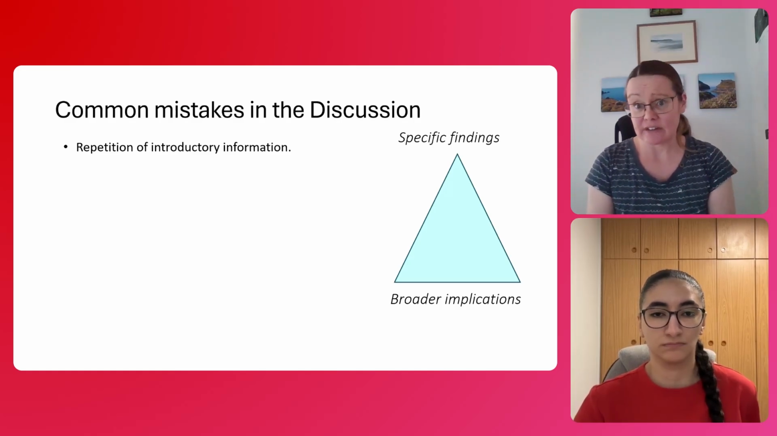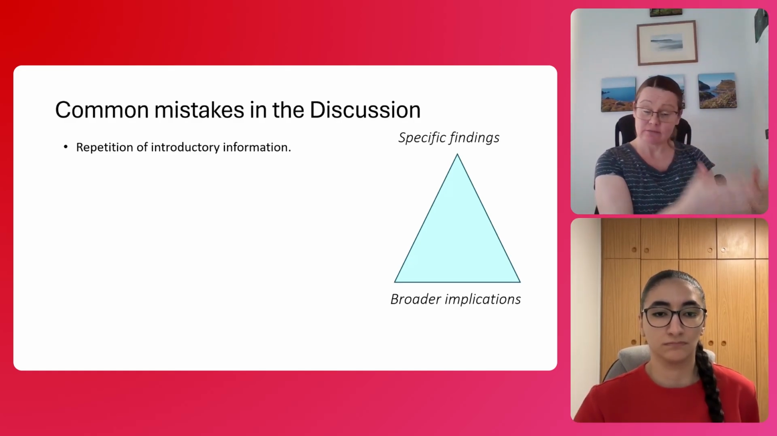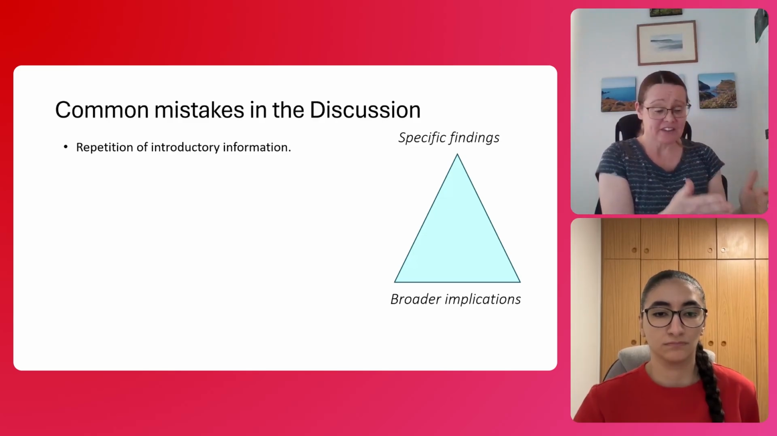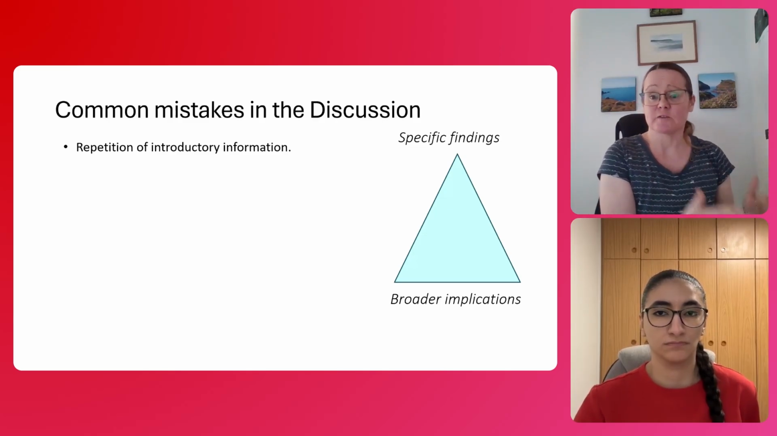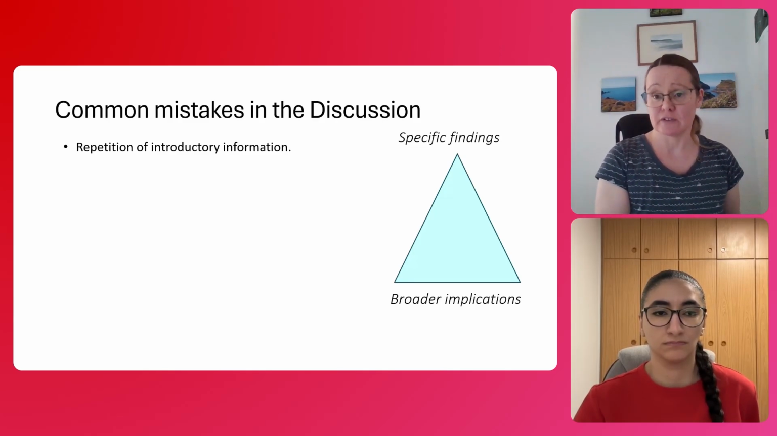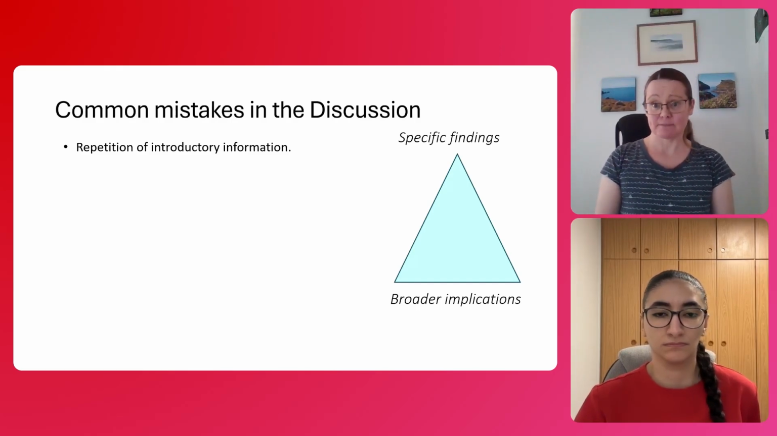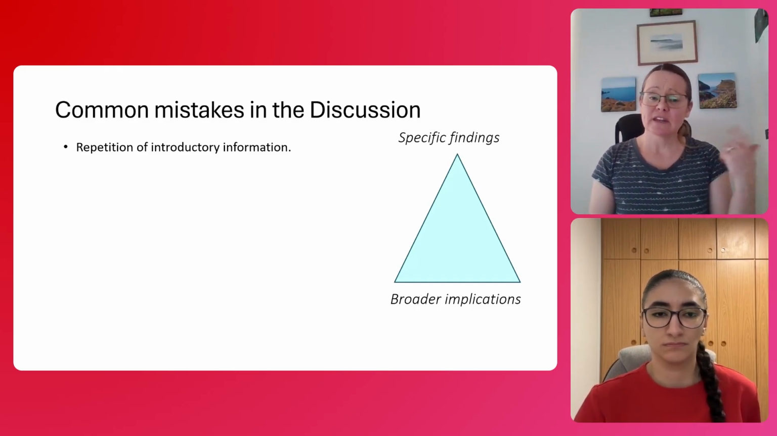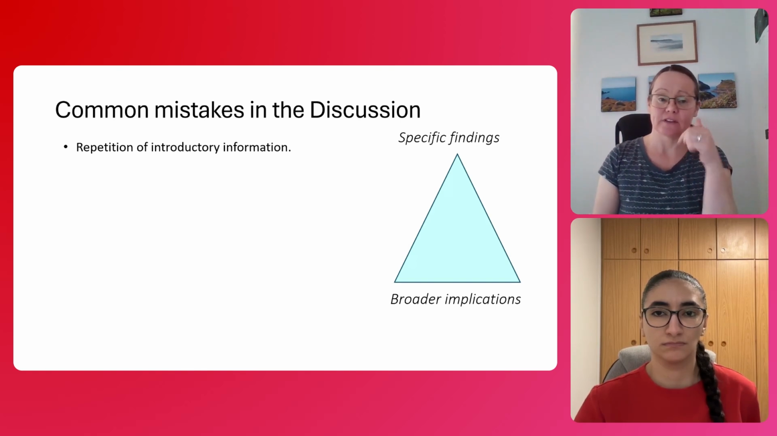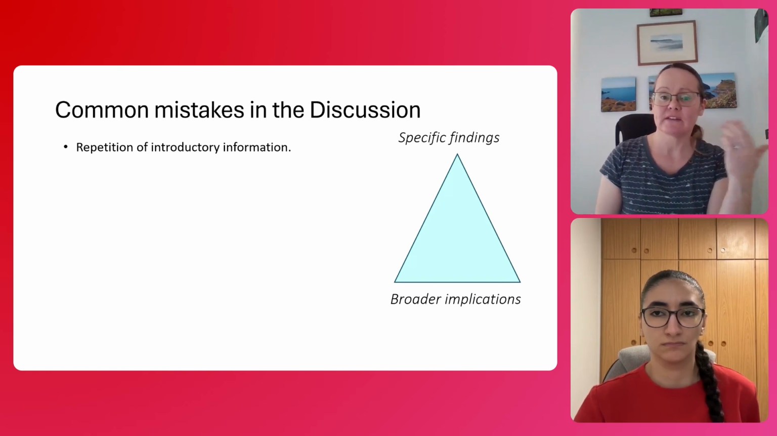It's not necessary. Okay, we have a section called the introduction. That is where the reader is expecting to find information on the background of your study. Here in the discussion, they want to know what it means. Okay, and remember that I talked about at the opening of your discussion, repeating your study aim, repeating your research question.